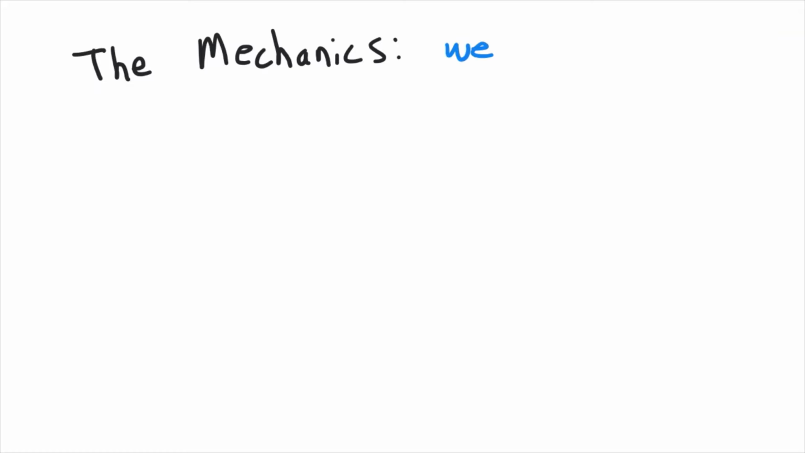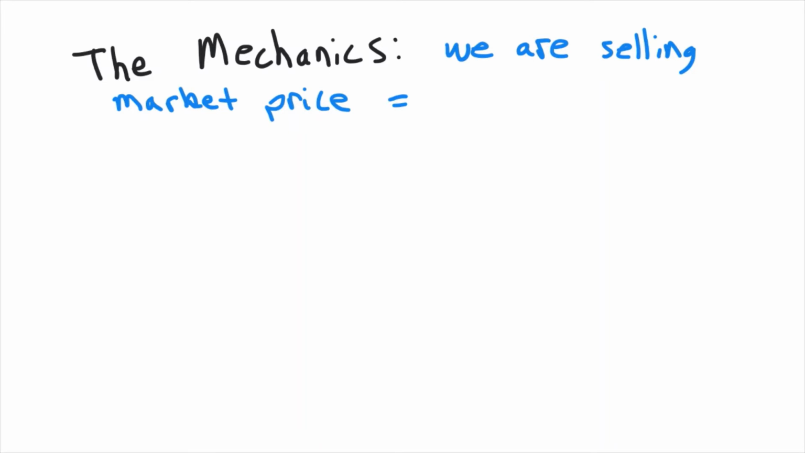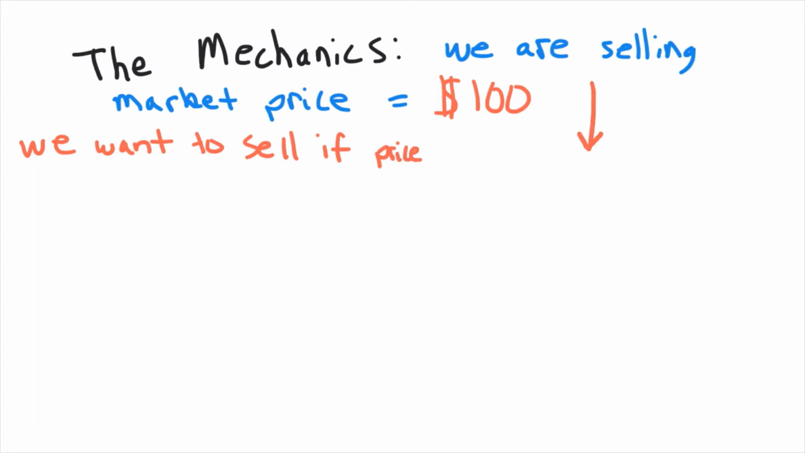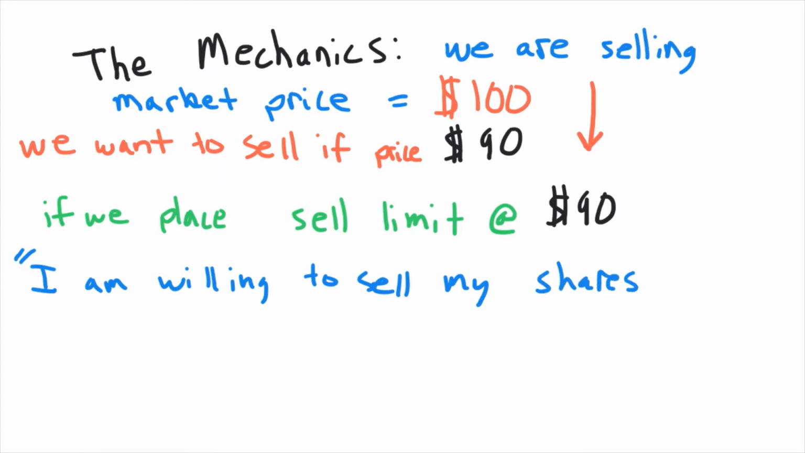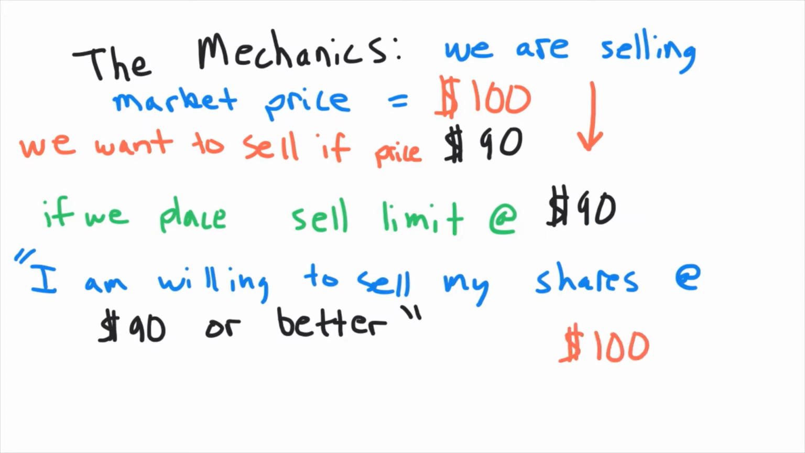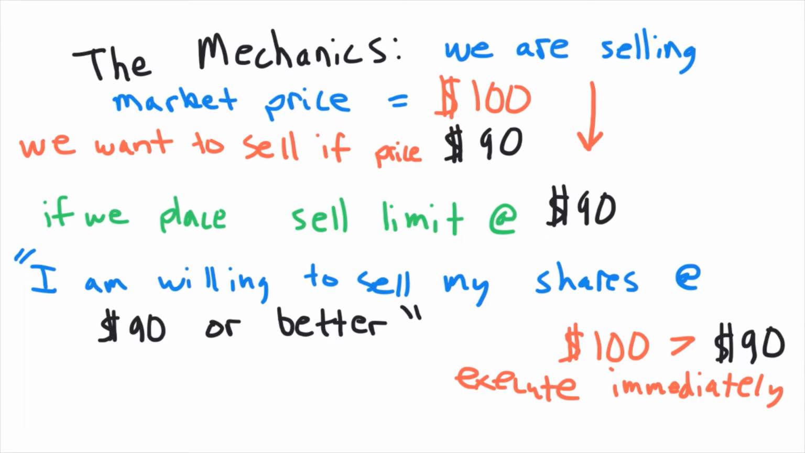Now the mechanics, let's say we are selling, and let's say the market price is $100. If we want to sell when the price drops to 90, if we place a sell limit order at 90, we're saying I'm willing to sell my shares at $90 or better, and that will execute immediately because $100 is better than 90 when you're selling because it's more. We don't want to do that. We want to place a stop order instead.